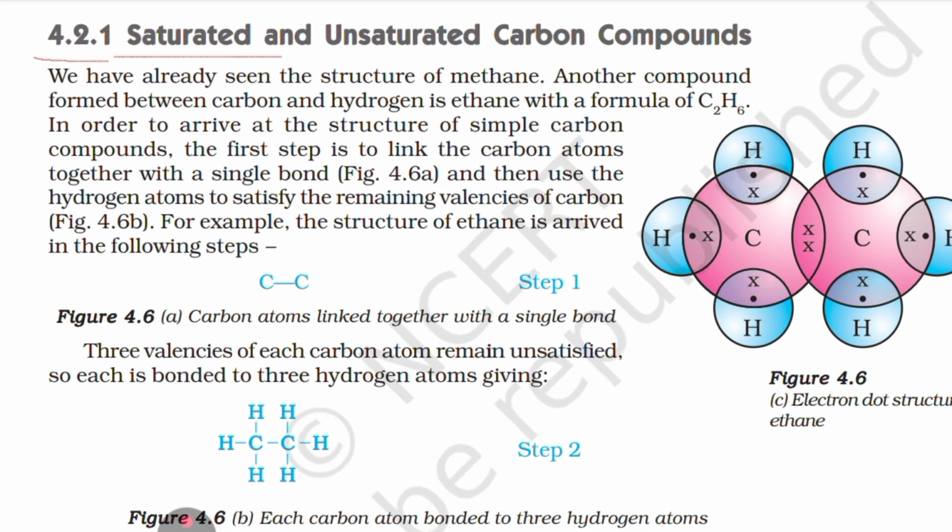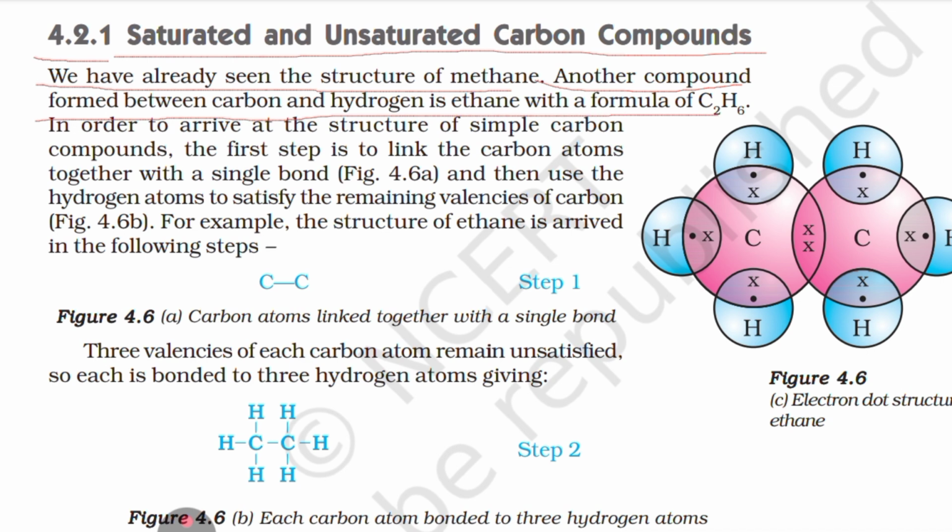Saturated and unsaturated carbon compounds. We have already seen the structure of methane. Another compound formed between carbon and hydrogen is ethane, with a formula of C2H6.